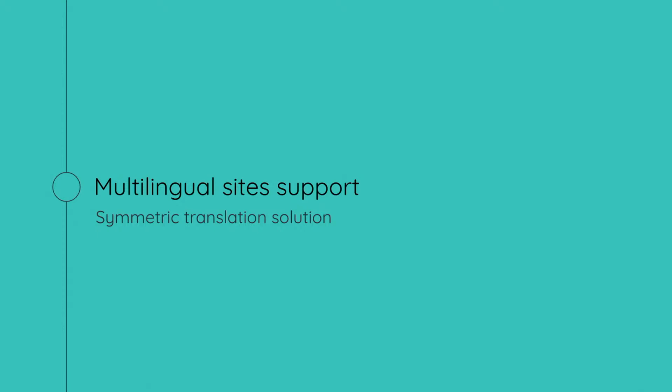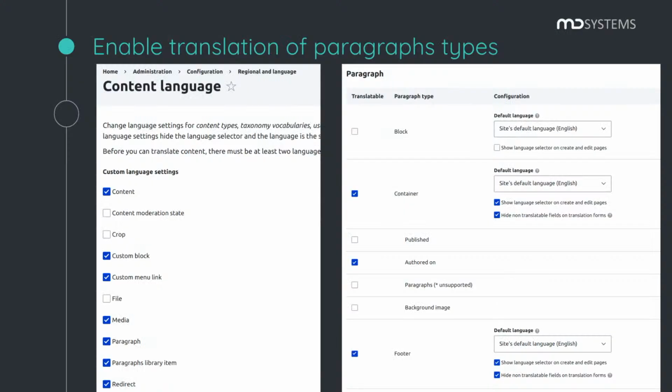Okay, now multilingual support. As I said, Paragraphs fully supports symmetric translation. What does it mean? That actually means that if your English is, for example, the default language, you build the whole page in English, and then you just translate the fields which are translatable for the German, for example. That means you cannot change the layout between English and German. Usually you want that to stay the same, but you will just translate the text or the images if you really need. So that's configured as every other thing in Drupal.